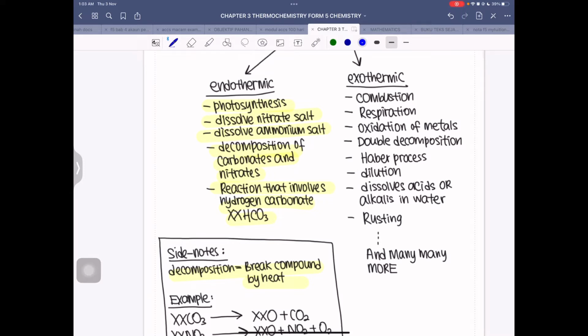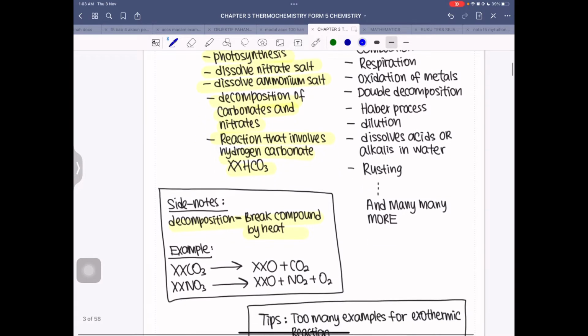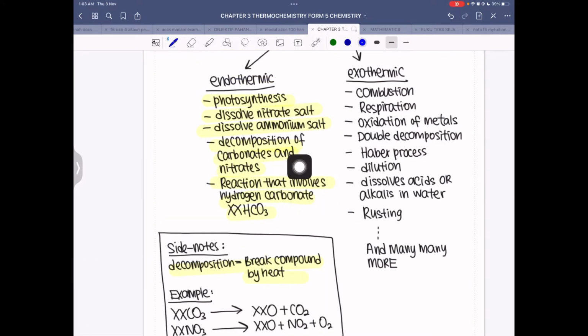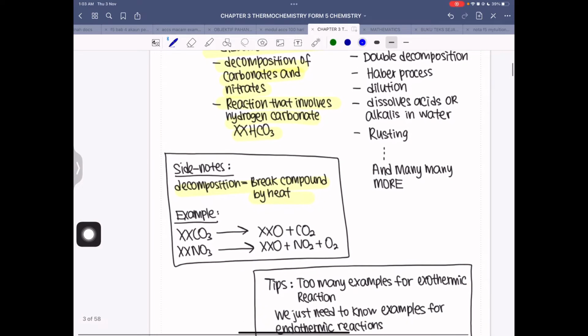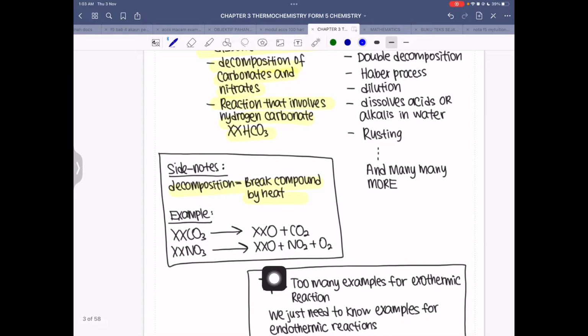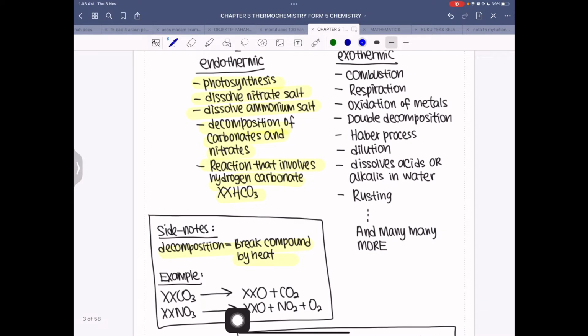So clearly it's absorbing heat to eventually break the compound. Carbonate can decompose into carbon dioxide, whereas nitrate decomposes into nitrogen dioxide and also oxygen. And the color of nitrogen dioxide, if I'm not mistaken, is brown. Okay, so decomposition of nitrates and carbonates, dissolving of nitrate salt and ammonium salt.